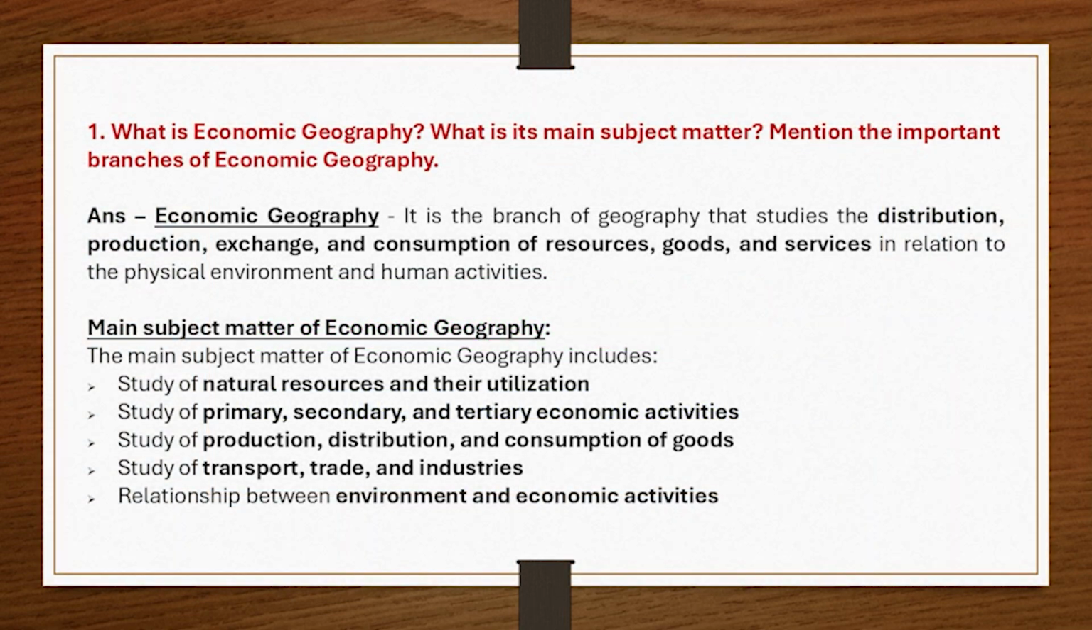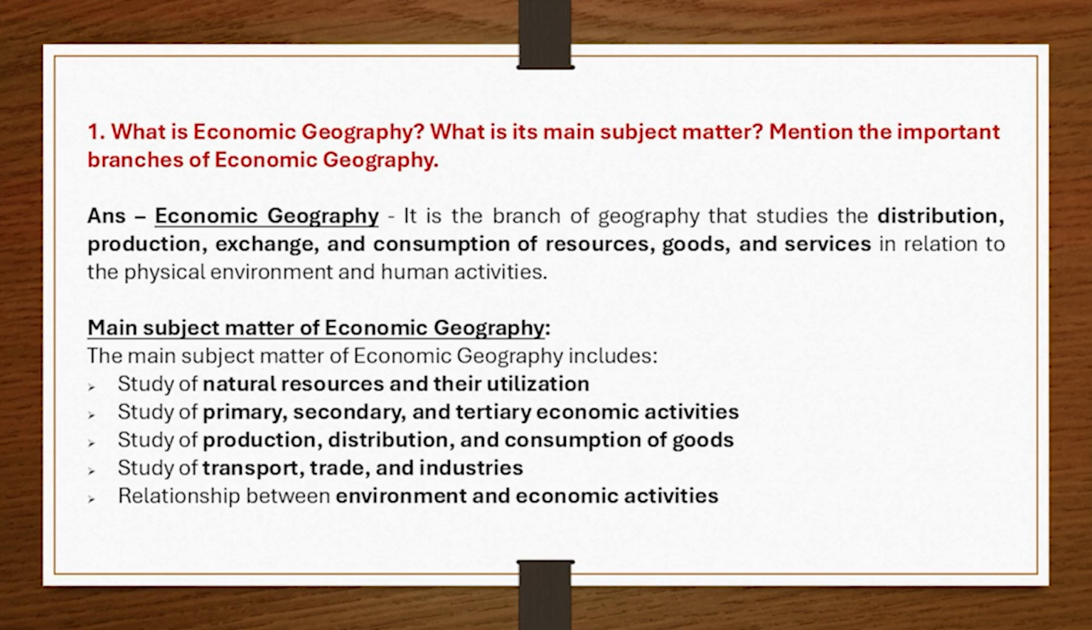1. What is Economic Geography? What is its main subject matter? Mention the important branches of Economic Geography. Answer. Economic Geography. It is the branch of geography that studies the distribution, production, exchange, and consumption of resources, goods, and services in relation to the physical environment and human activities.